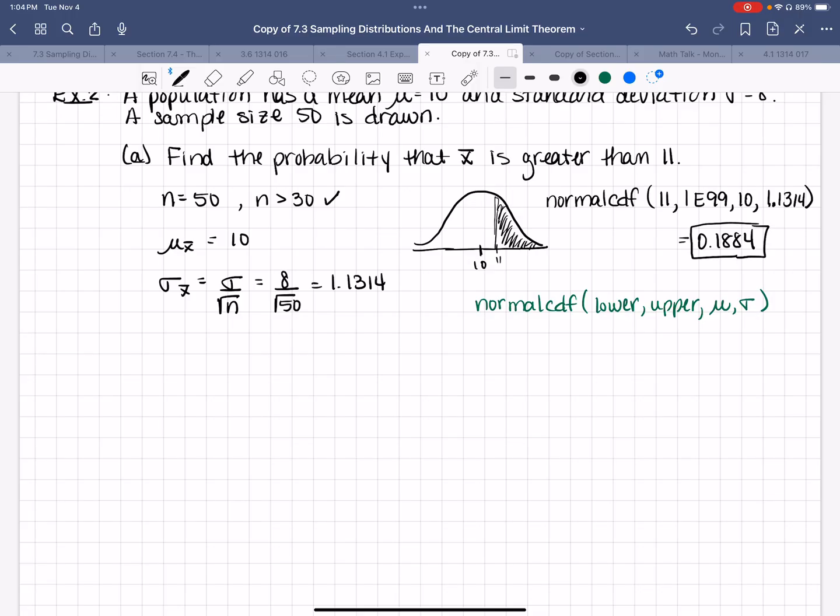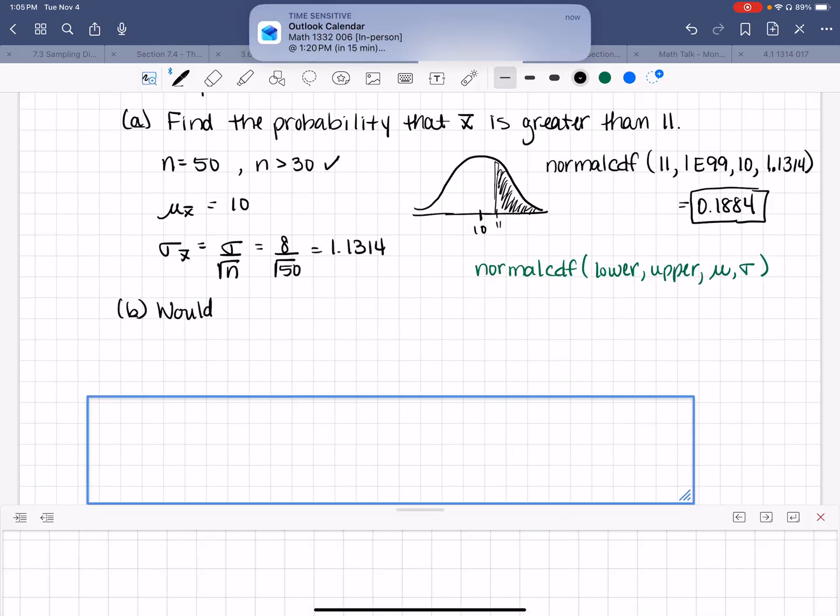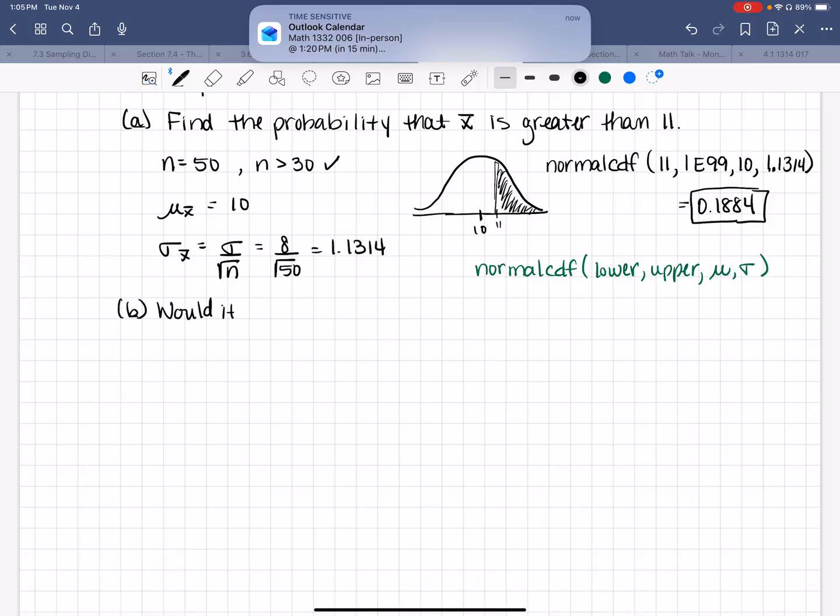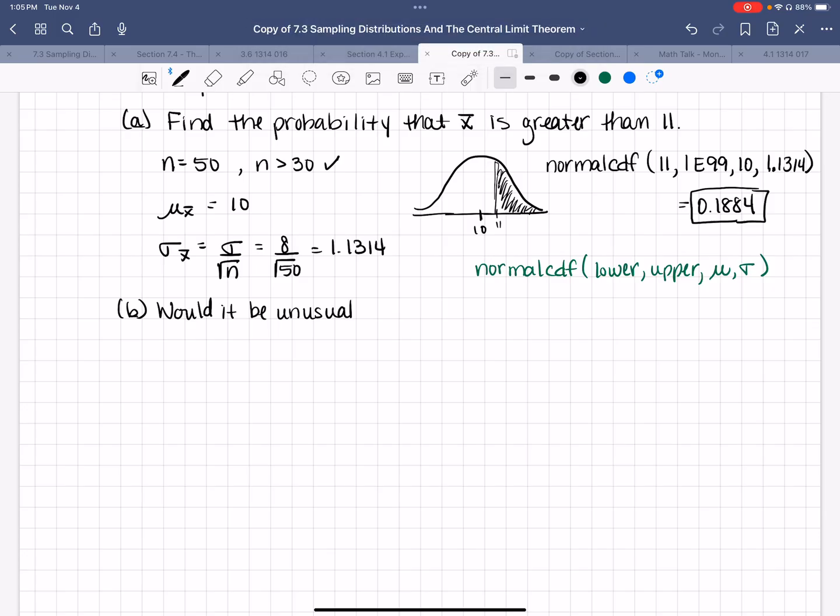Okay. Part B asks me, would it be unusual for x bar to be less than 8?